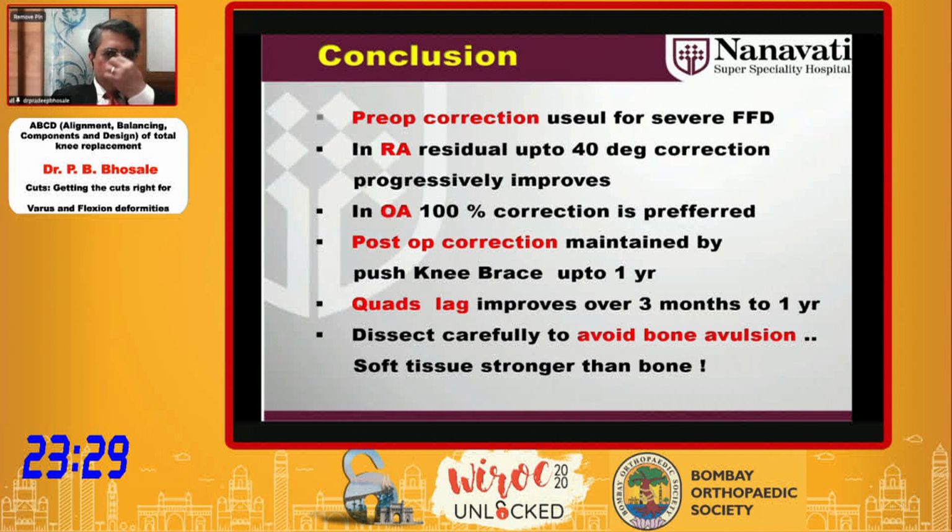So, conclusion: pre-op correction in flexion deformity is useful in some rheumatoid cases. In RA, residual deformity up to 40 degrees can be progressively improved with the splint. In OA, you need 100% correction when there's a flexion deformity. Post-op correction maintained by a Pushni splint may be required for a long time. Quadriceps lag improves over a period of time. And dissect carefully. Bones are very soft in rheumatoid, softer than the soft tissues. Thank you very much.